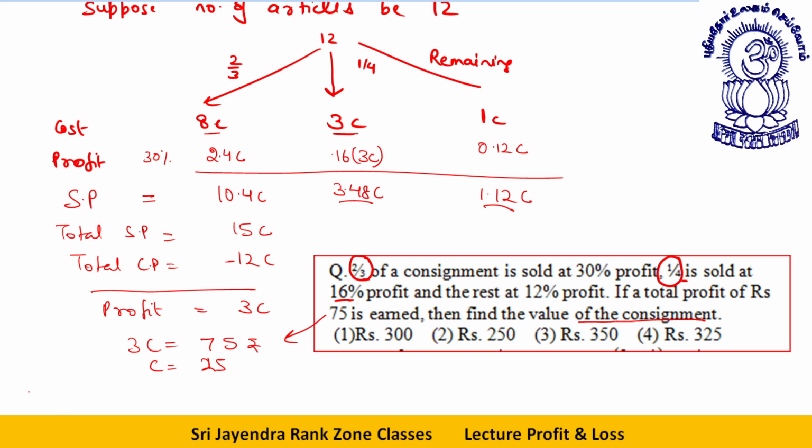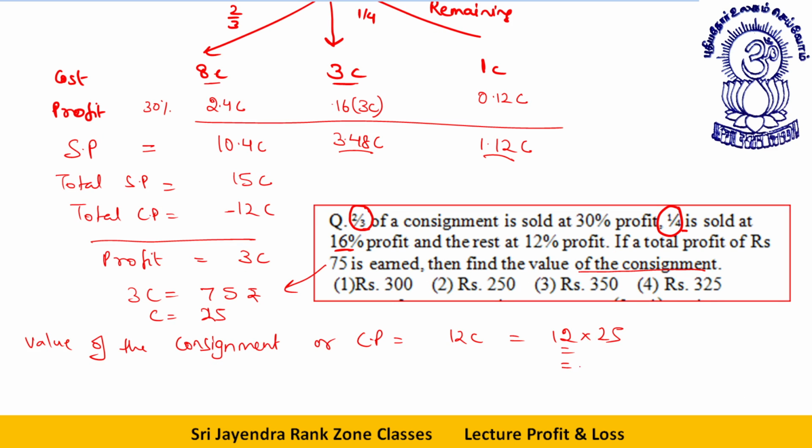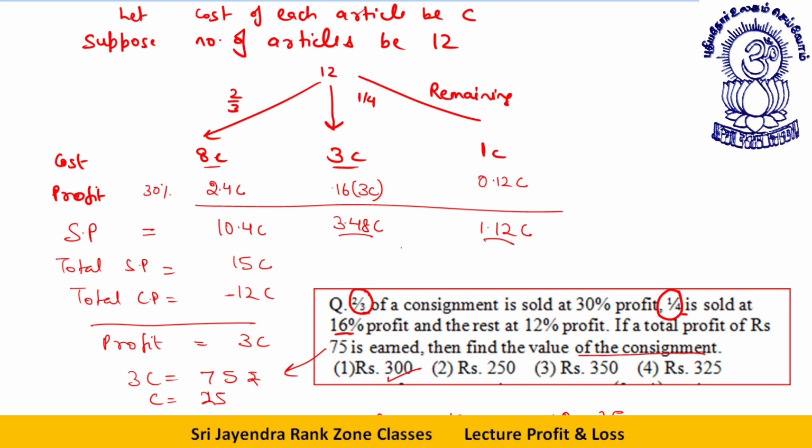Value of the consignment, or CP, was how much? 12C. That will be equal to 12 into 25, or you can say 300 rupees is your answer. This is your answer. I hope it is clear to all of you. Okay, dear students, should I move to the next one?